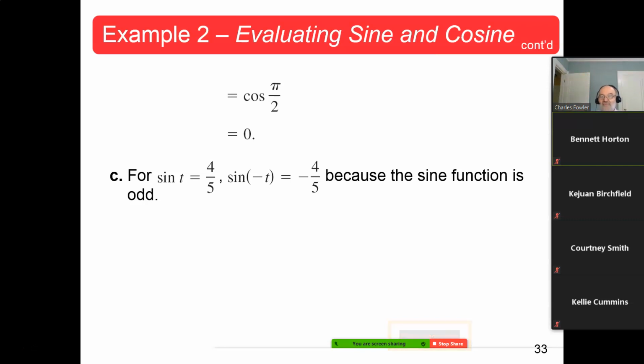So this makes sense. Now they're saying, so therefore sine of minus t would have to be minus 4/5. No pi in there, minus 4/5, because sine is an odd function and sine of minus t is the opposite of sine of t. Okay? Because sine is odd.